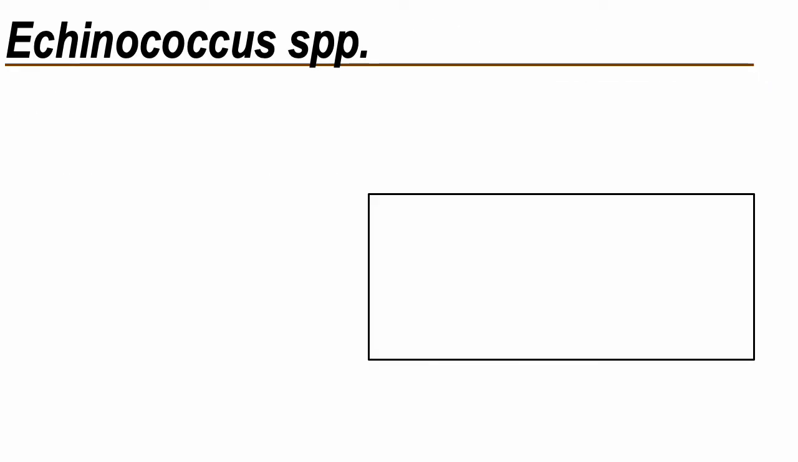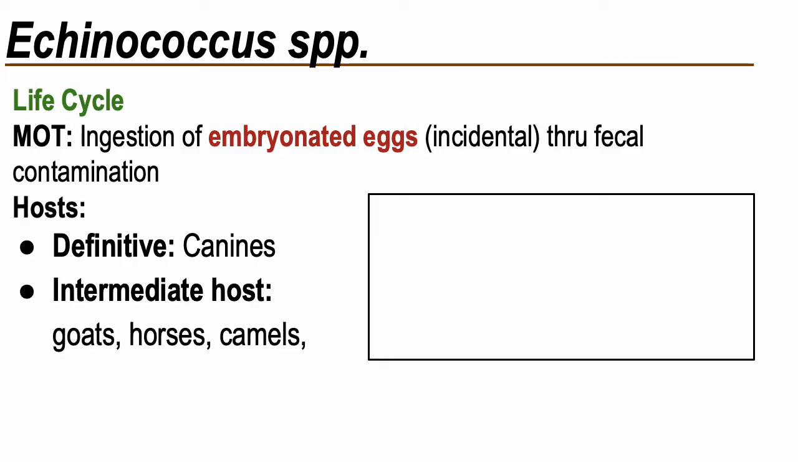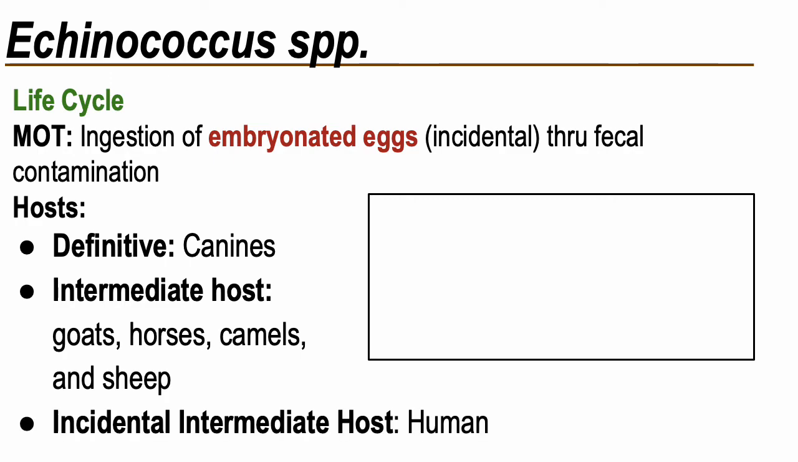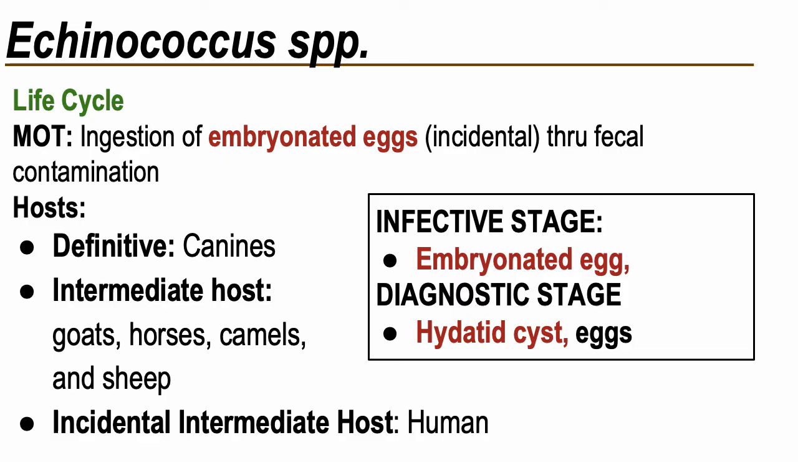So for the life cycle of Echinococcus species, this is acquired via the ingestion of the infective embryonated eggs, which is in humans accidental through fecal contamination. So the hosts of this parasite are the canines or definitive hosts, while the intermediate hosts may be goats, horses, camels, and sheep. In humans, we are considered to be accidental intermediate hosts as well, where we harbor the larval stage of the parasite in our tissues. So the infective stage is the embryonated egg, while the diagnostic stage of this parasite are hydatid cysts and eggs.